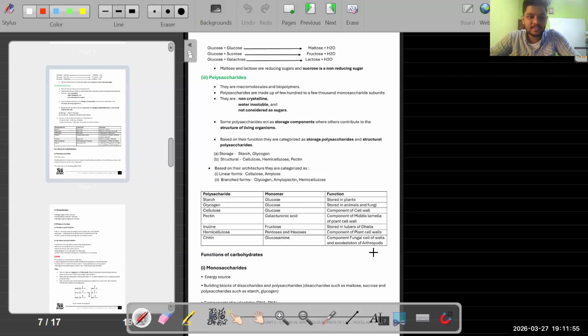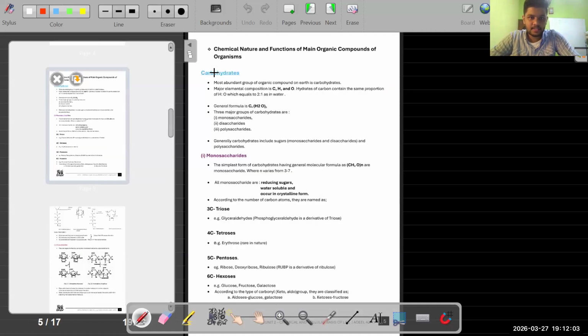Carbohydrates come under organic molecules, the most abundant type of organic molecule. Last week the main basic features were discussed, and we understood there are certain chemical formulas related to carbohydrates, and that carbohydrates have been categorized into three types. What are they? Monosaccharides, disaccharides, and polysaccharides.